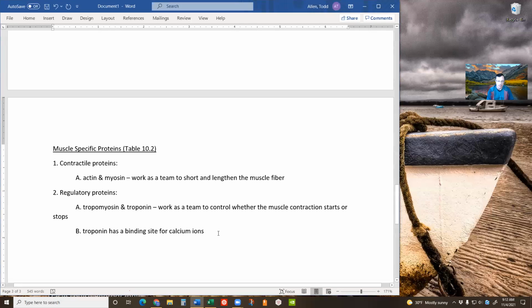All right, and let's continue here. There are some structural proteins that you can see in table 10.2. I'm not going to list all of them out, but there's two of them that I do want to talk about. And first I'll mention titin.